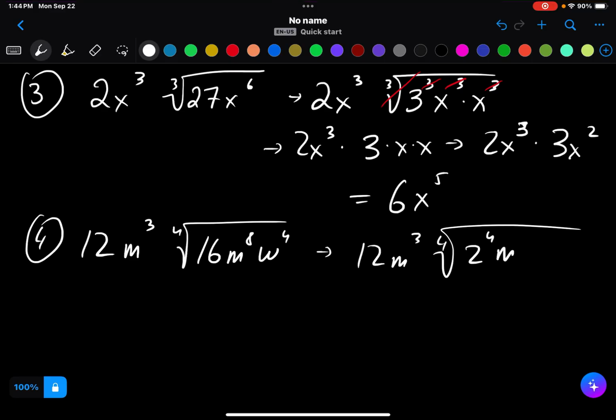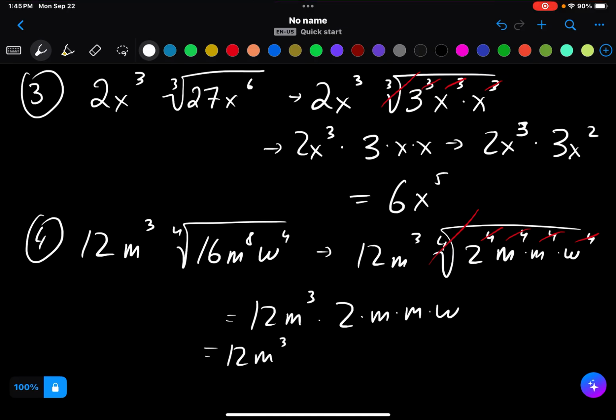And then the m to the 8, I'm going to split it into 2 m to the 4's. And I still have that w to the 4th power. So now cancel everything that's a 4th power. So now I just have 12m to the 3rd times 2 times m times w. So I have 12m to the 3rd times 2m to the 2nd w. Multiply it across. You get 12 times 2, which is 24. m to the 3 and m to the 2 adds up to m to the 5th power, and then just a w sticks around. So that's number 4.